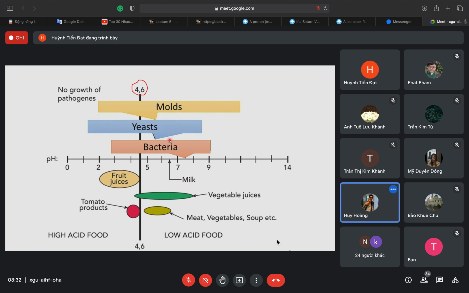I think that in this product, milk, it is more preferred by the bacteria, right? Yes. But mold and yeast can also grow. So this slide is for you to think about pH and groups of microorganisms, and then you can determine what kind of preservation measure we should apply to extend the shelf life of the food product.